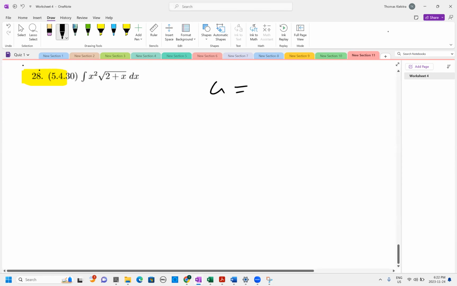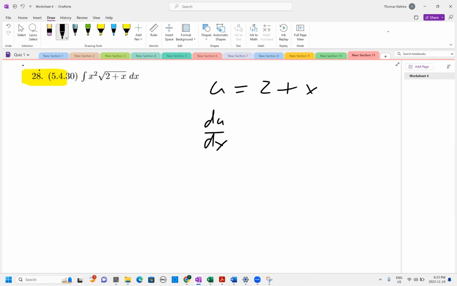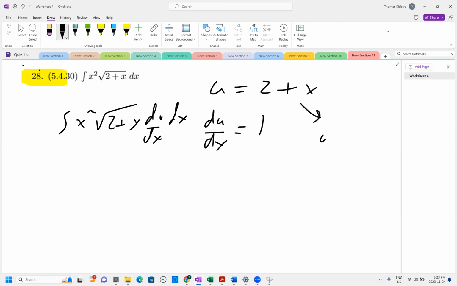And we do this by letting u equal 2 plus x. So du by dx equals 1. This gives us the integral of x squared root 2 plus x du by dx. But here, this tells us that u minus 2 equals x. So we get the integral of u minus 2 squared times u to the 1/2 du by dx.